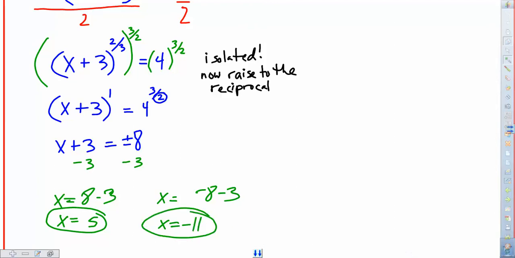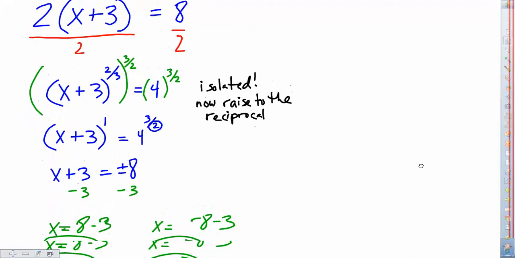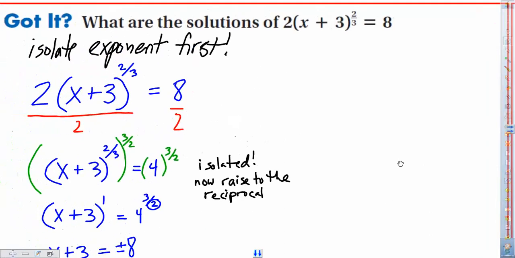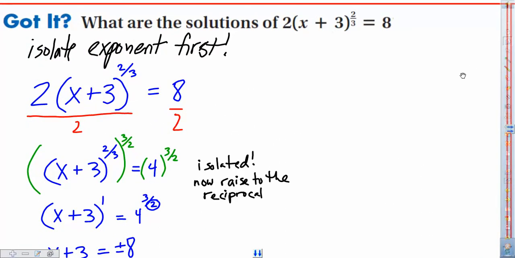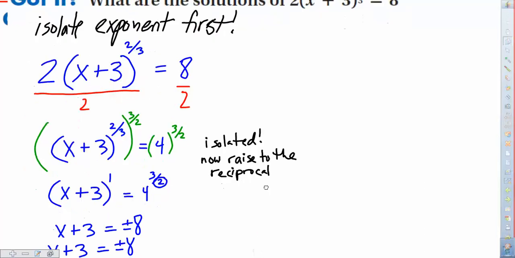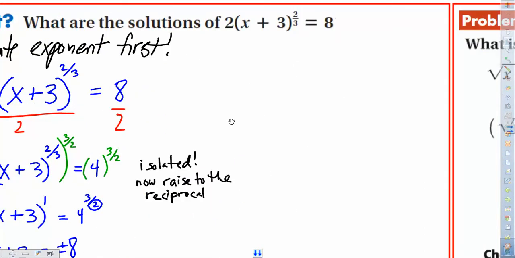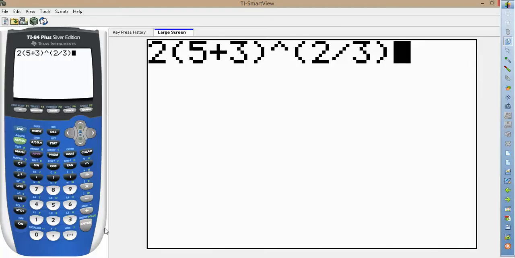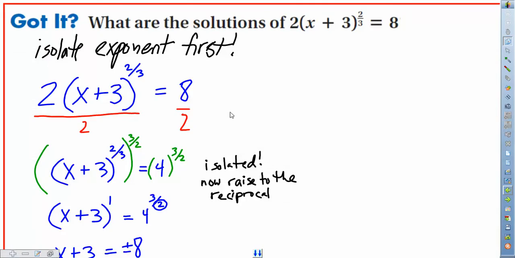So now we need to check both of those two answers. So 5 and negative 11 need to get checked right up there. Let's make our graphing calculators check that answer. 5 and what was the other one again? Negative 11. Okay, so here's me checking 5. 2 and then parentheses 5 plus 3, raise it to the 2/3 power. There's our 8 that we needed there. Double check, make sure that that was 8 over there on that side.